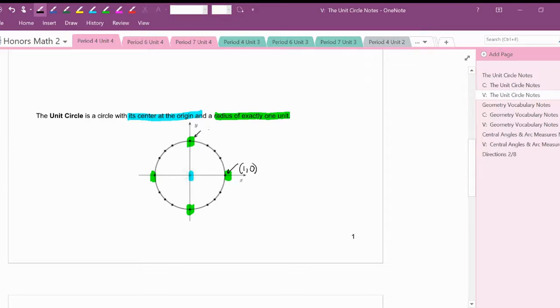This would be 0, 1. And then the radius rotates over here, and this point would be -1, 0. And this point would be 0, -1. And we could travel around that circle again and hit all those same points. If you recall from the video lesson, angles in standard position, these were our quadrantal angles, angles that ended up on the axes.